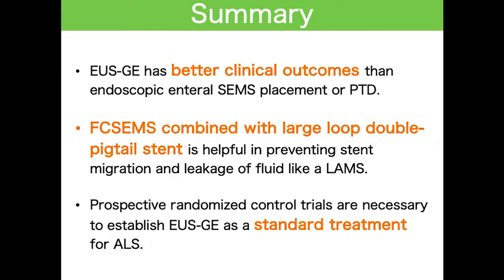In summary, EUS-guided gastroenterostomy has better clinical outcomes than endoscopic enteral stent placement or PTBD. A fully covered stent combined with a large loop double pigtail stent is helpful in preventing stent migration and leakage of fluid, like LAMS. A prospective randomized controlled trial is necessary to establish EUS-guided gastroenterostomy as the standard treatment for afferent loop syndrome.